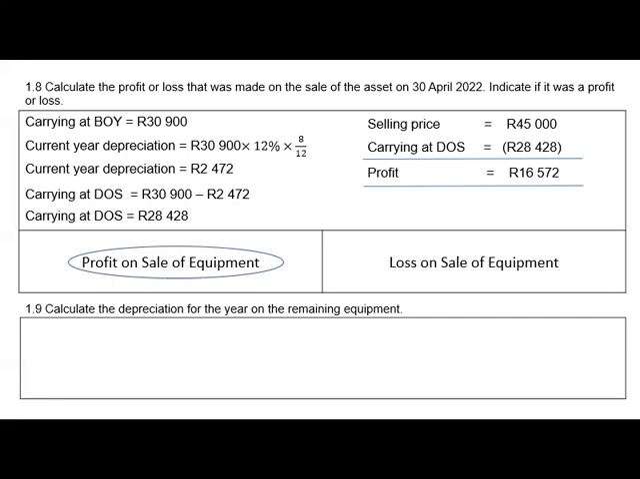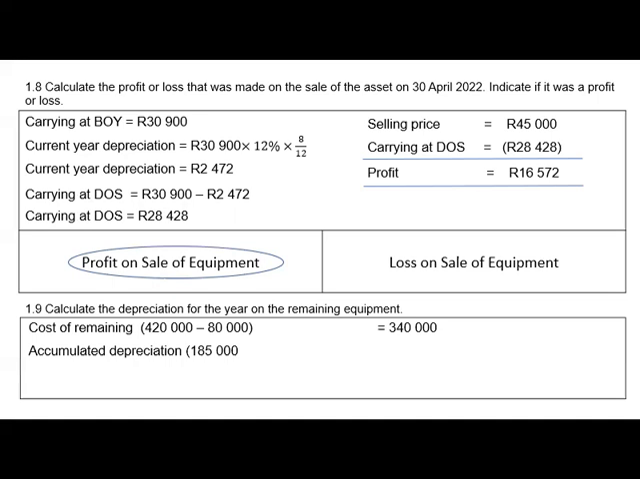Now, let's talk about the remaining equipment. First of all, we were given cost at the beginning of the year. Remember it was 420,000. We will focus on that. You will take that 420,000 minus the cost of the sold equipment, which is 80,000. And then you're going to take accumulated depreciation at the beginning of the year, which is 185,000, minus the accumulated depreciation of the equipment sold. But we don't have accumulated depreciation of the equipment sold at the beginning of the year.